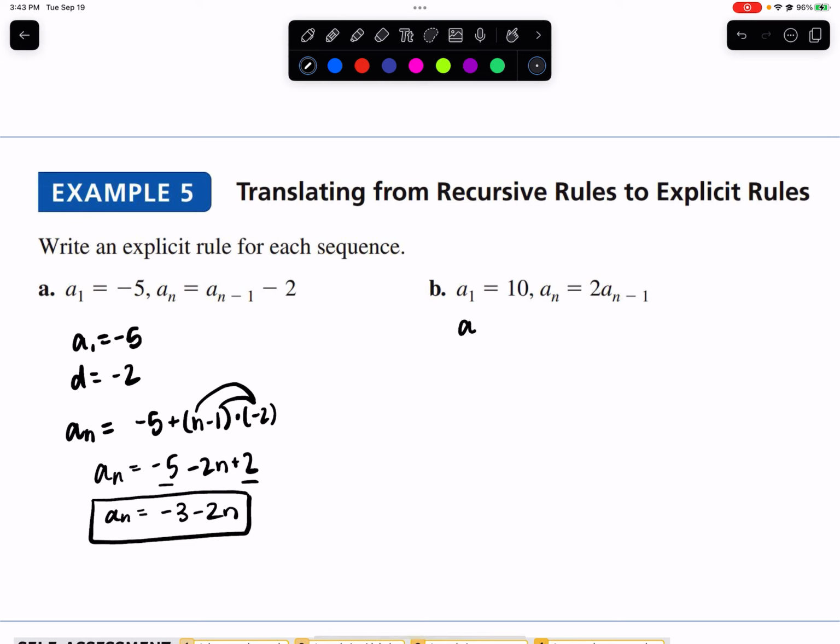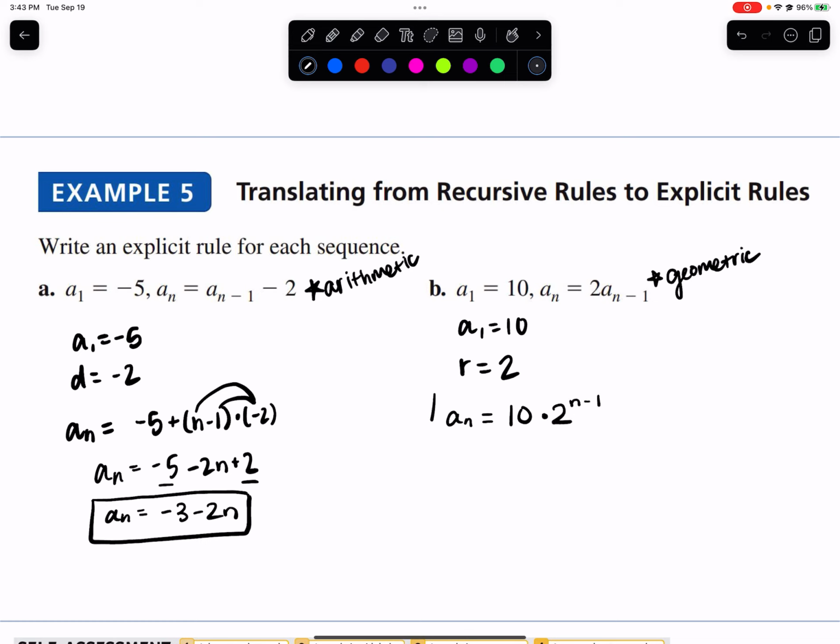All right, part B, a sub 1 is given to you, it's 10. And then a sub n equals 2 times a sub n minus 1. That is a geometric sequence, and that means that my common ratio, what I'm multiplying by each time, is 2. So I'll make a little note right here. This is arithmetic. And this is geometric, so we're using our formulas that we were given for each of those. All right, so a sub n equals first term 10 times common ratio 2 to the n minus 1 power.